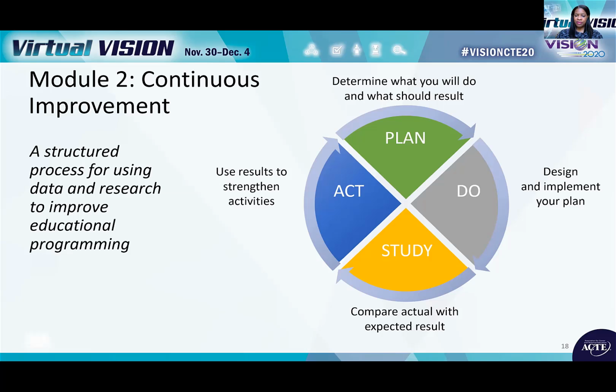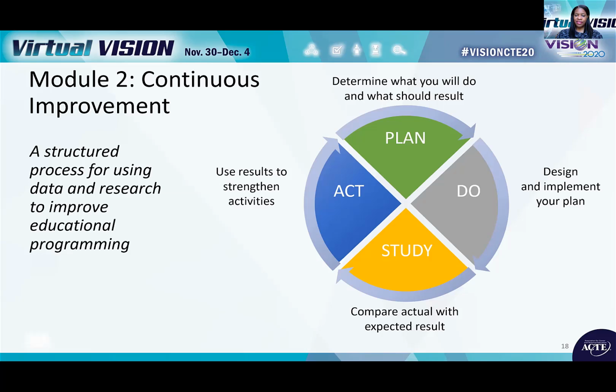It's conceptually simple. It has 4 steps, and each step requires careful and thoughtful planning. And we feel that it really provides a good structure for using data and research to improve educational programming. The first step, plan, determine what it is you're seeking to accomplish and how you will assess your results. The next step, do, design and implement your proposed improvement plan.